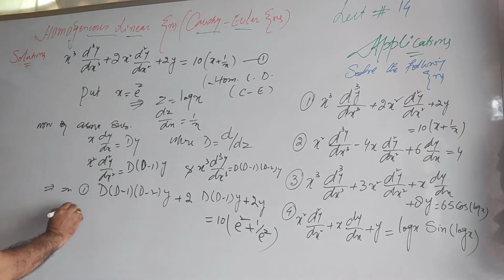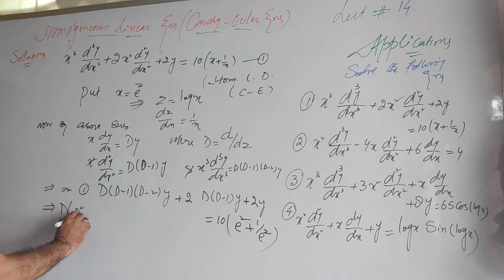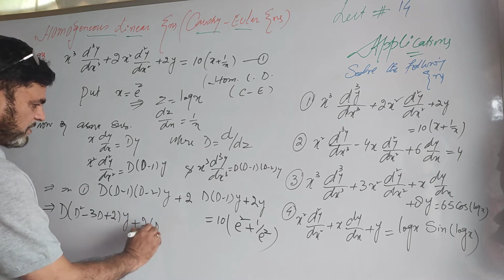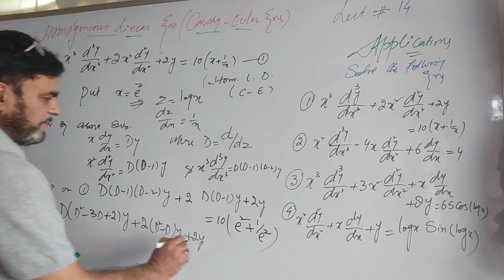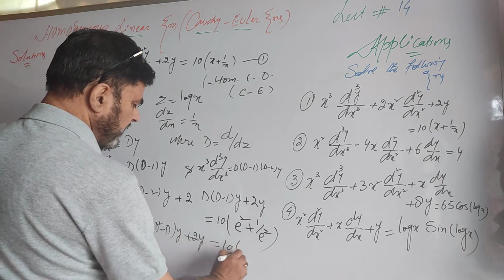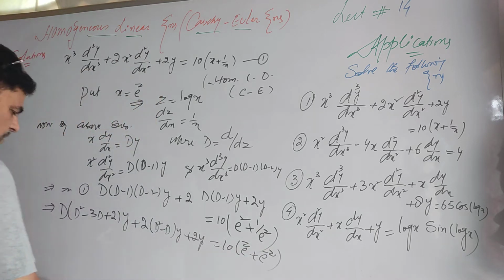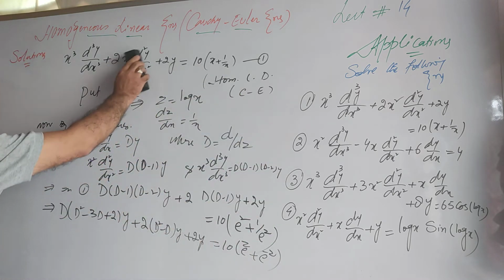Now simplify this. It is D times (D square, when you multiply this, minus 2D minus D, it is minus 3D plus 2) into y, then plus 2(D square minus D) into y, plus 2y. We can write this as 10 times (e raised to power z plus e raised to power minus z). Let us come now here; I will rub it because I have to solve this now.